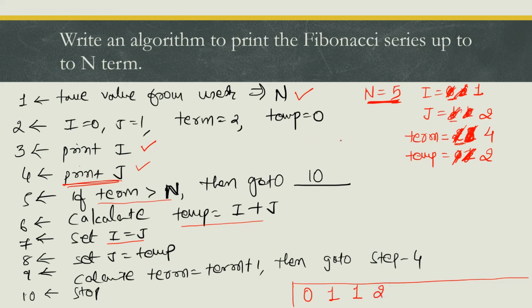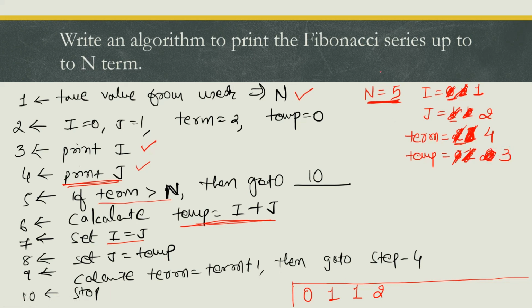Then what is the value of term? 4. 4 is greater than 5? No. Then again you have to calculate this. Temp is equal to I plus j. What is the value of I? 1. What is the value of j? 2. 1 plus 2, 3. The value of temp would be 3.